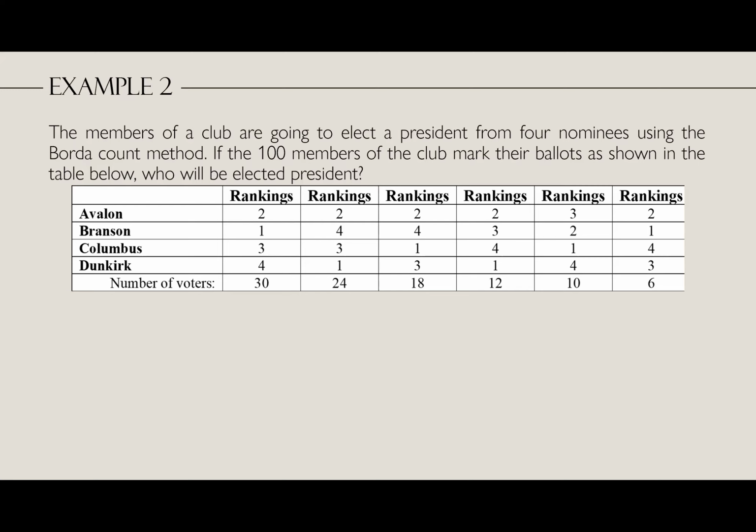Back to the question. Let's say I have 100 members of the club, and then they mark their ballot as shown in the table below. So again, this is our preference schedule. And to read it, we said that 30 people voted in this exact order. 24 people voted in this exact order. So on and so on. We need to calculate how many points each candidate is going to win or gain, to be exact.